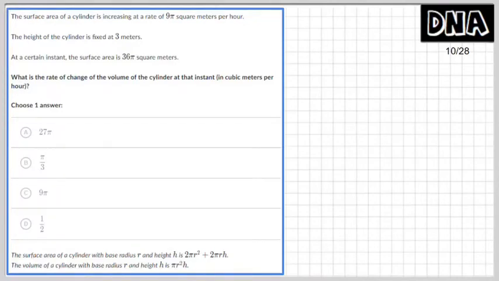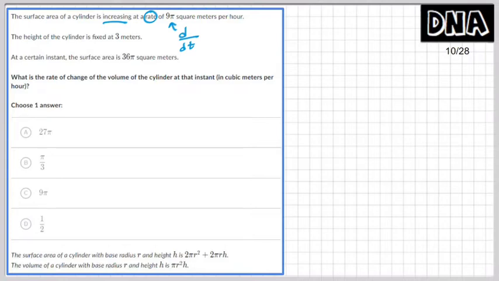Advanced related rates. I love related rates. Here we go. Let's see. Okay, we're increasing, and this is a rate. That's d what over dt. What are we going to label it? D what? It says the surface area.